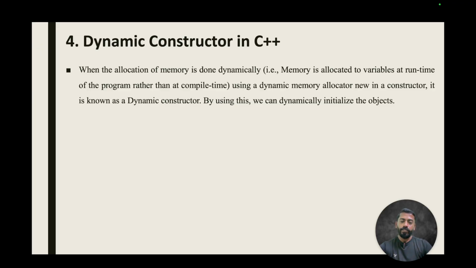So, dynamic constructor. The dynamic constructor is used to allocate memory space for the given variable with the help of the new keyword. This may be a default constructor or a parameterized constructor. You use the new keyword to create the memory space. So this concept is called a dynamic constructor.